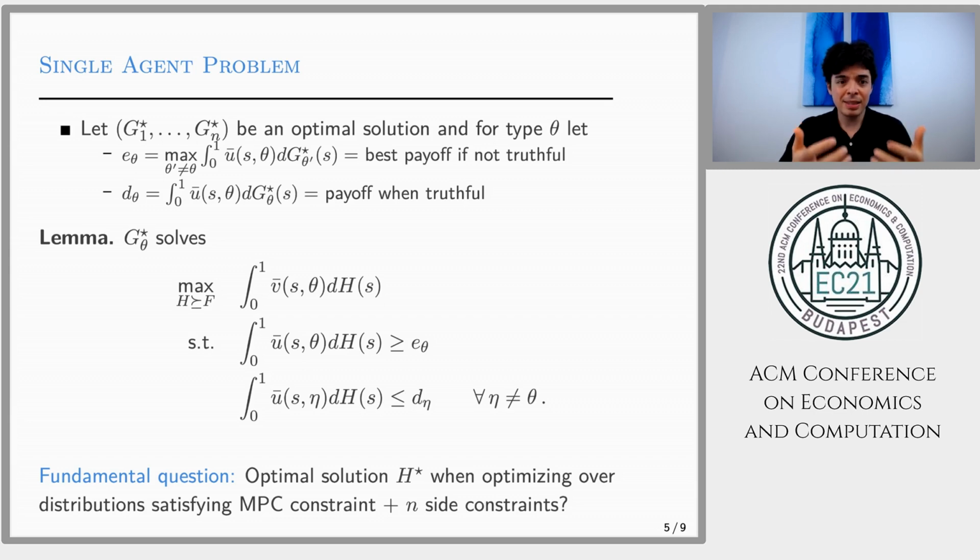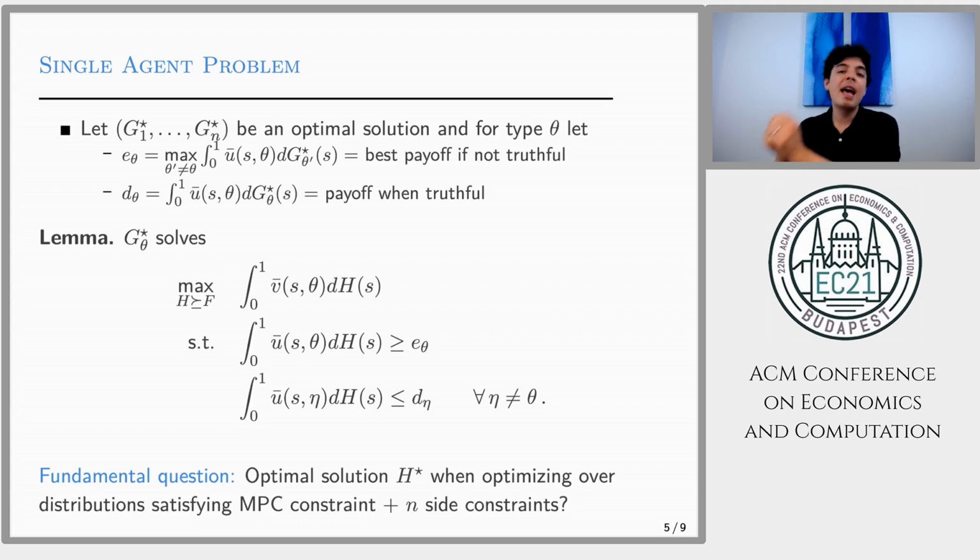The constraints that this distribution H needs to satisfy are actually easy to characterize. The MPC constraint is exactly as before, and the IC constraints can be expressed as in the constraints of the optimization problem that I have in the middle of the slide. Here, the first constraint says that if I assign distribution H to type theta, the payoff she has should be larger than the best payoff she can obtain by not reporting her type truthfully. The latter quantity is a constant because in my thought experiment, I fix the distributions of types other than theta, and I can compute what the best payoff of type theta from deviating to one of the other distributions G star theta prime looks like.